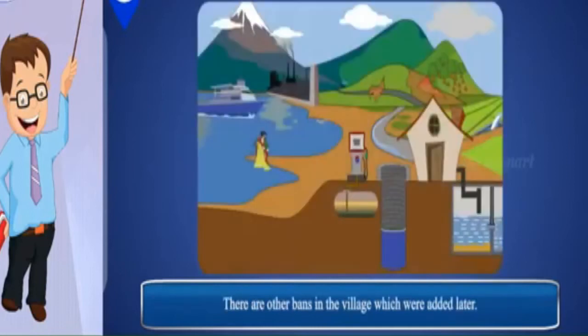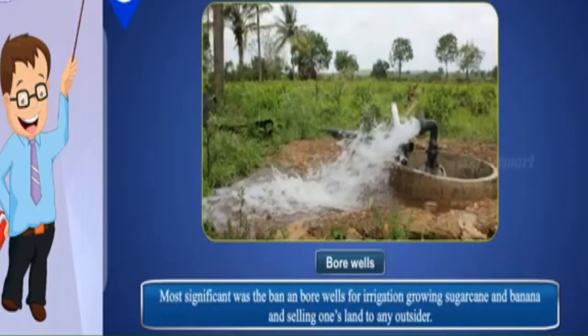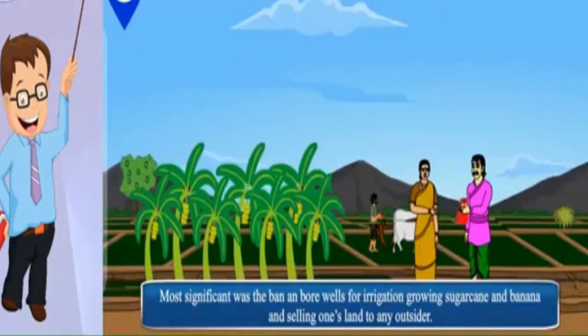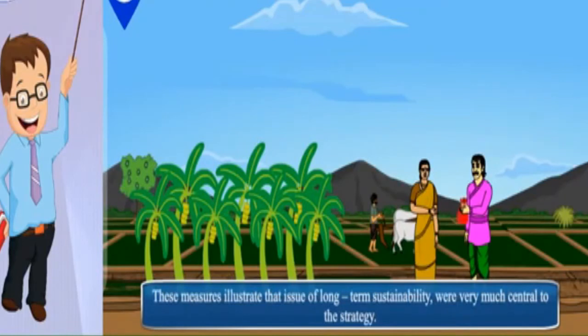There are other bans in the village which were added later. Most significant was the ban on bore wells for irrigation, growing sugarcane and banana, and selling one's land to any outsider. These measures illustrate that issues of long-term sustainability were very much central to the strategy.